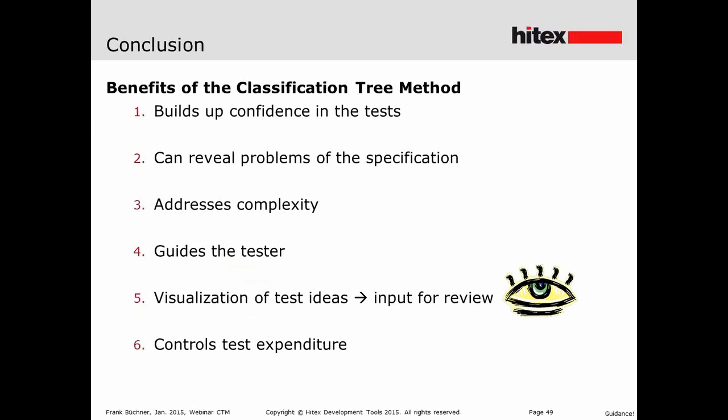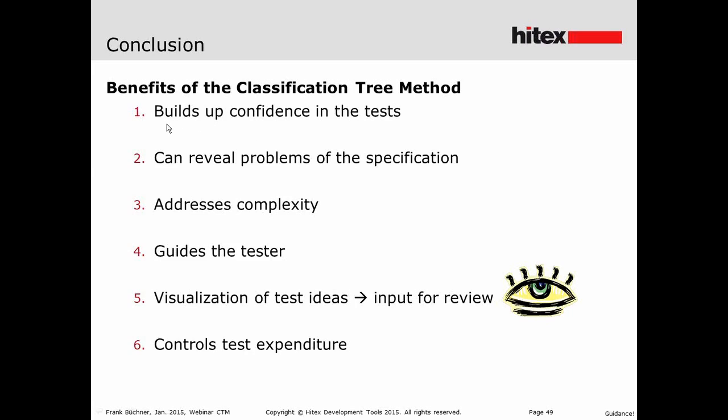So now I come to the conclusion. I would quickly like to mention some of the benefits I see in the classification tree method. The most important advantage that I see is that the test ideas are visualized, and this makes it easy for someone to review the test cases, and it's rather easy for this reviewer to find out if test cases are missing or if everything is correct or not, especially if you compare it to, for instance, an Excel sheet which is full of numbers and you do not know what a number means, if the 3 is a length or whatever.